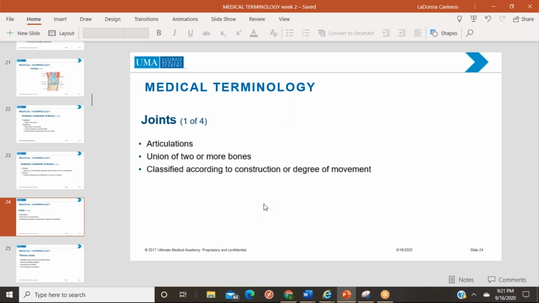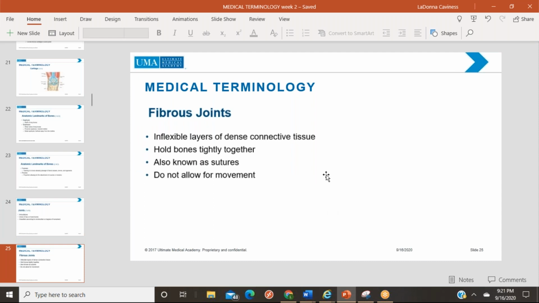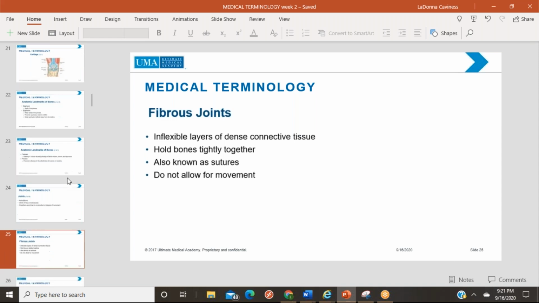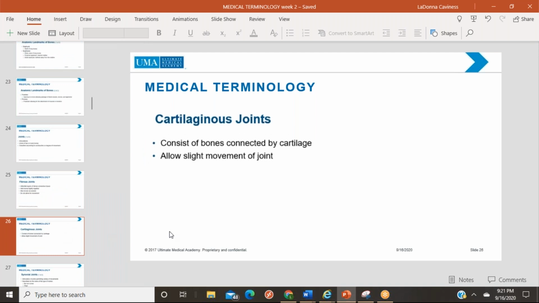Joints articulate: union of two or more bones, classified according to structure or degree of movement. Fibrous joints: inflexible layers of dense connective tissue hold bones tightly together, as sutures do, and do not allow for movement. Cartilaginous joints consist of bones connected by cartilage and allow slight movement.